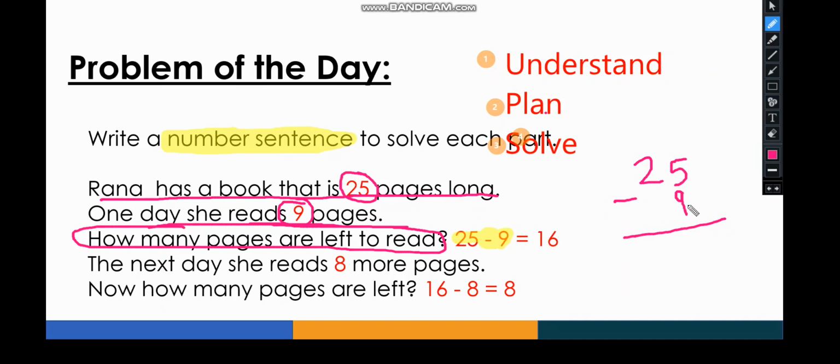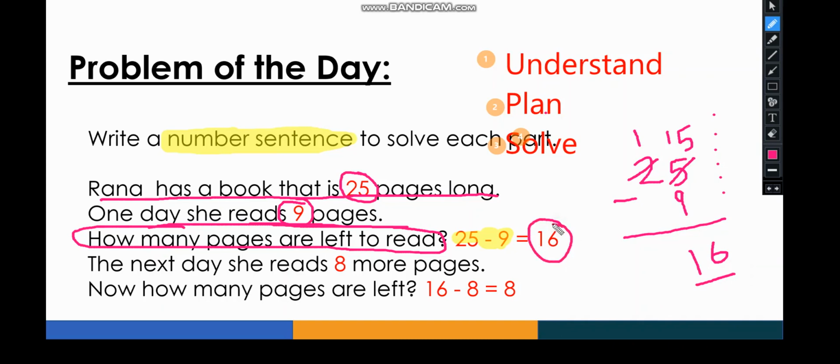5 minus 9. Yes, more on the floor. Go next door. Get 10 more. So this has become 1 and this has become what? 15. Okay? 9. I will start from 9 and on my mind till what? 15. So 10, 11, 12, 13, 14, 15. 1, 2, 3, 4, 5, 6. So this is what? 6. And the 1 minus 0 equals what? 1. So the answer is what? 16. Correct? Yes, my answer.